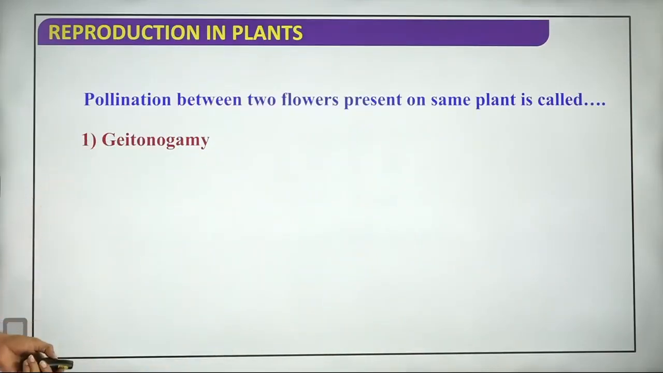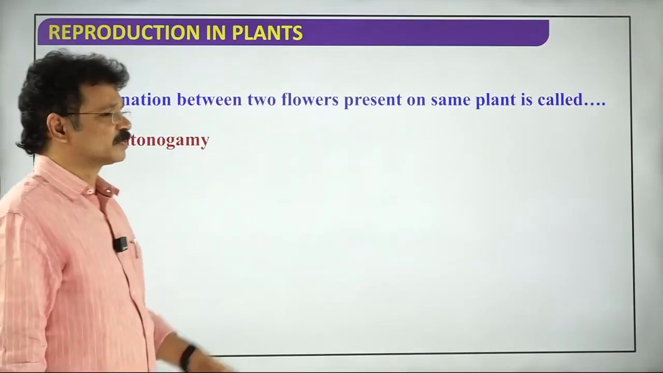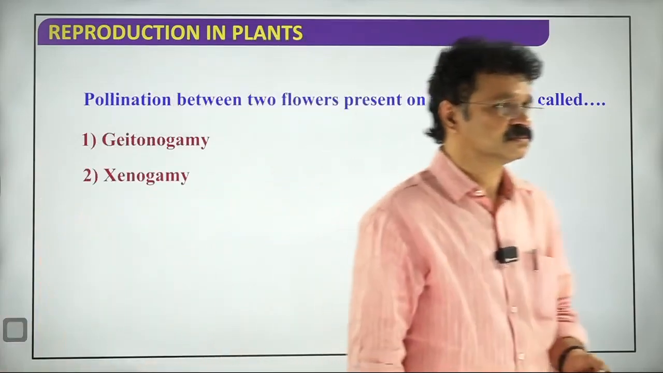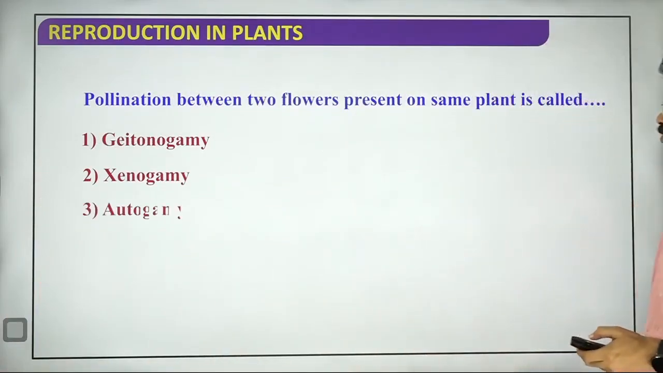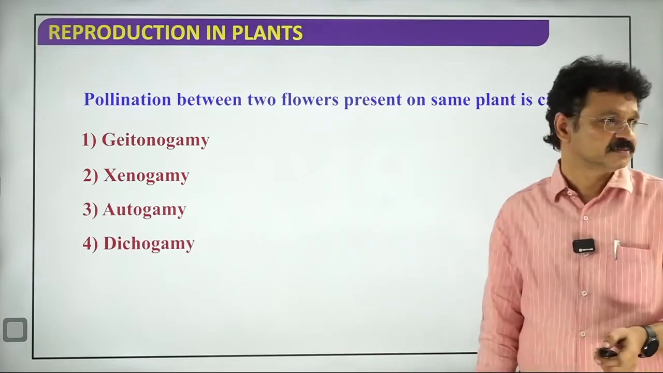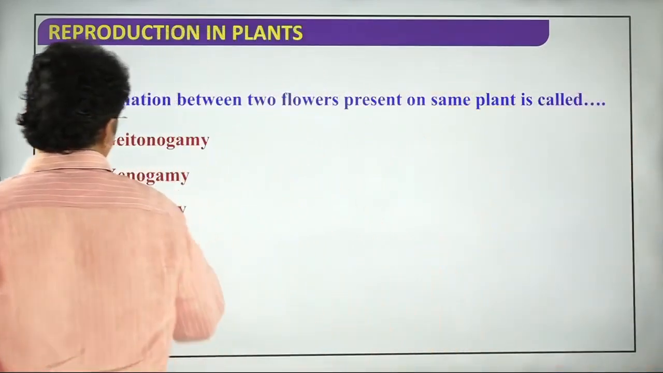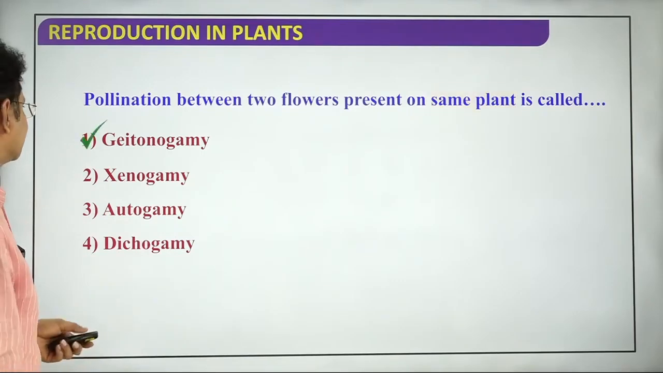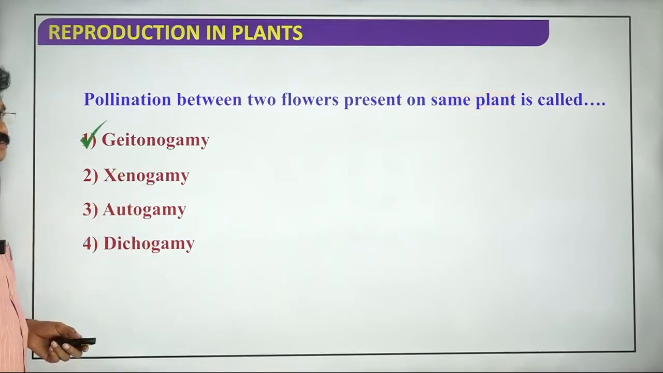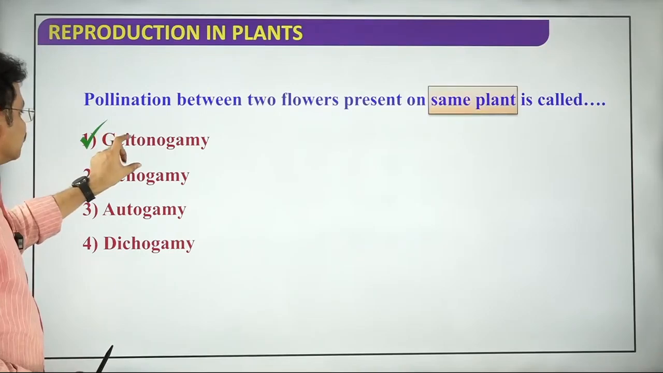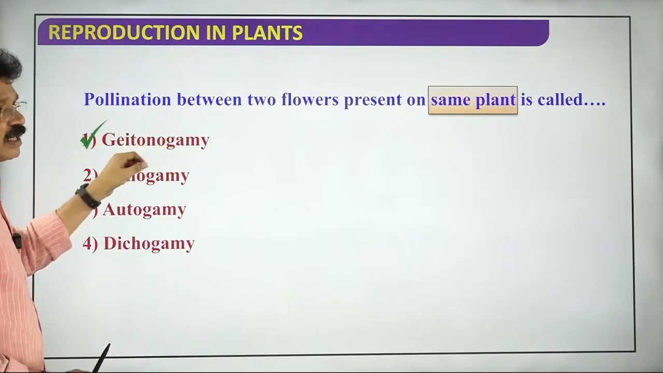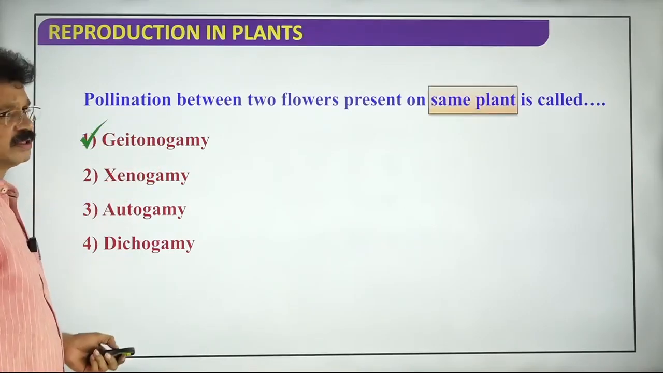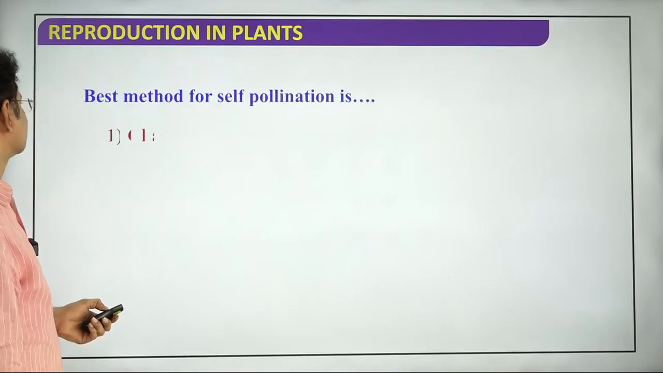Answer for the next question. Pollination between two flowers present on the same plant. The plant is one, but two flowers are there on the same plant, one a male flower and another a female flower. That is geitonogamy. It is genetically self but physically cross pollination. Geitonogamy is the first option.